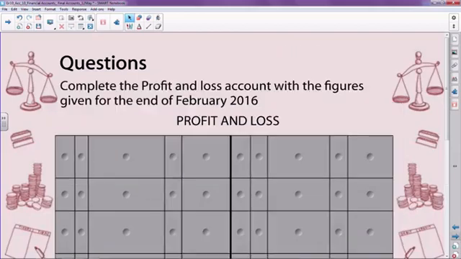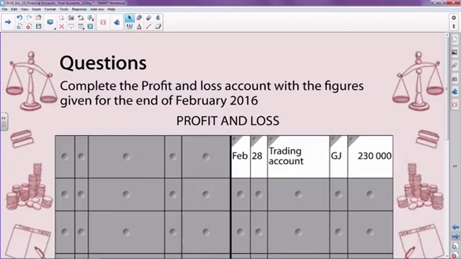So let's see. Your very next question is, I'll show you the question. Complete the profit and loss account with the figures given for the year ended February 2016. Now, just to close off your fourth step, remember your trading account will be reflected on the credit side, and I'm going to give you a tip. All the income goes on the credit side.